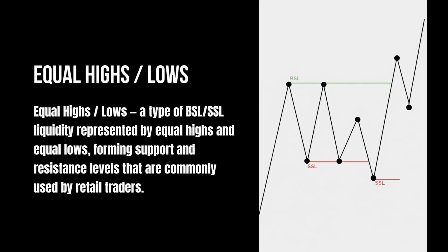Equal highs, equal lows. This is a variety of BSL and SSL liquidity in the form of even maximums and minimums that form the level of support or resistance for retail traders. That is, when we have maximums formed in one area and each next maximum does not break the previous one, so that the area is very dense, then this is an enhanced version of the liquidity itself.